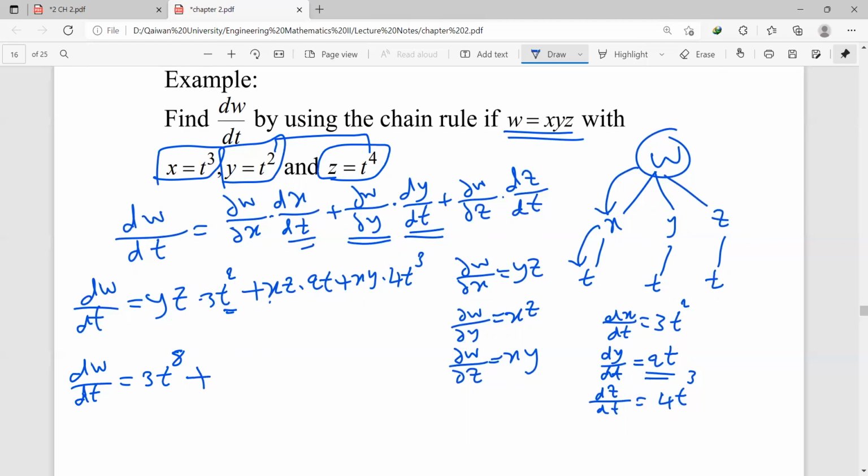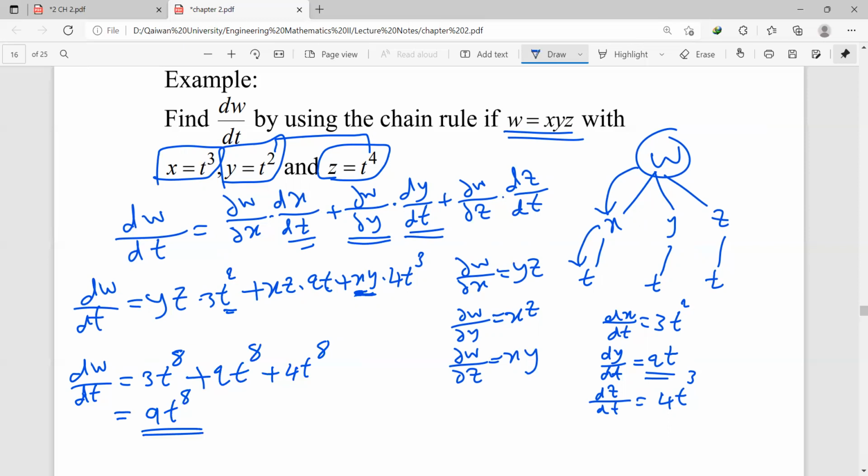For the second term, x is t cubed times z is t to the power 4, which gives t to the power 7, times 2t. We get 2t to the power 8. This is t to the power 7, and here we have t, so it becomes t to the power 8. Then for the third term, x is t cubed. So the result is 9t to the power 8. This is the result.